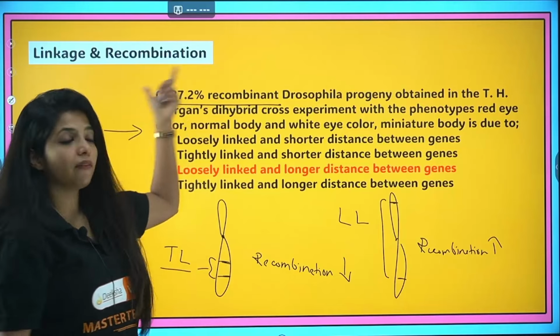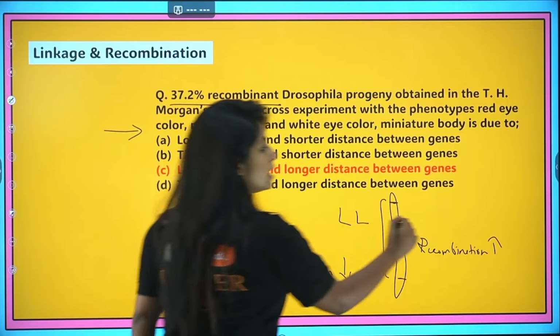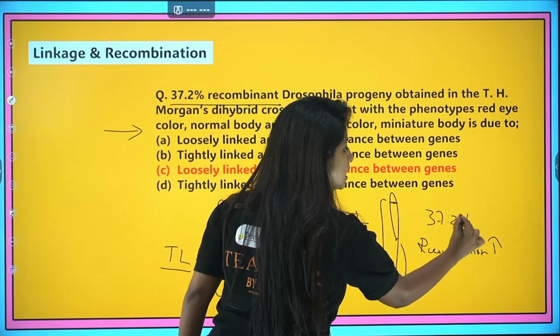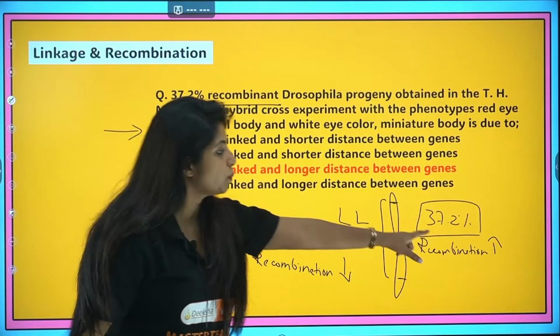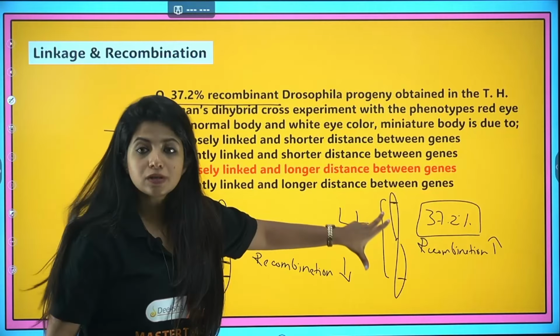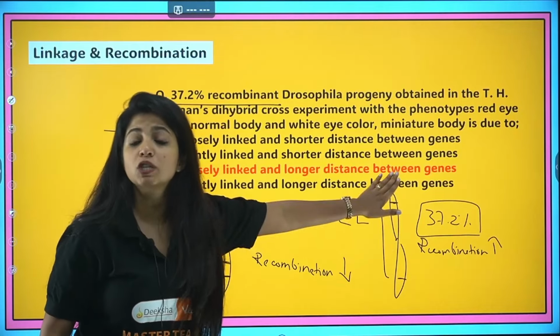So if I say 37.2% recombination, this is more or less, it is actually more. 37.2% recombination is more, my dear children. So over here you can expect this. The answer would be what? They are loosely linked and they have much space between them.